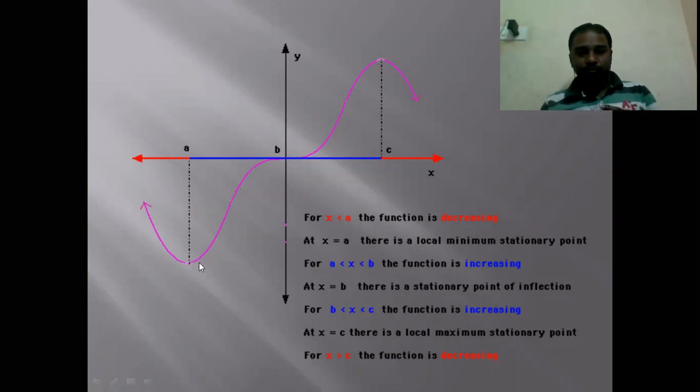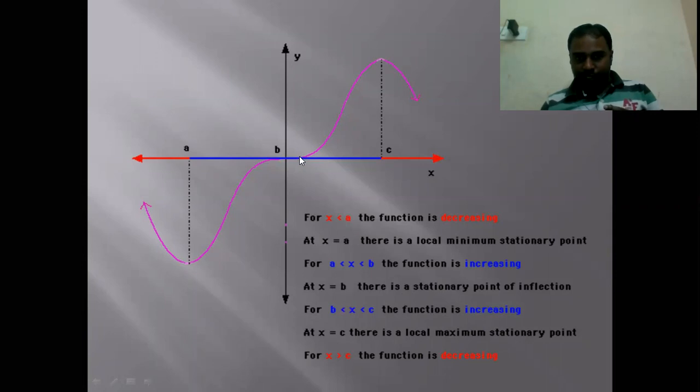Between A and B, the function is increasing. Look at this notation, A less than x less than B. So this function is increasing. At the particular point x equal to B, look, there is no pink color graph. That's what I'm calling a stationary point of inflection. At this point the function is not defined. So this kind of point, we call a point of inflection.